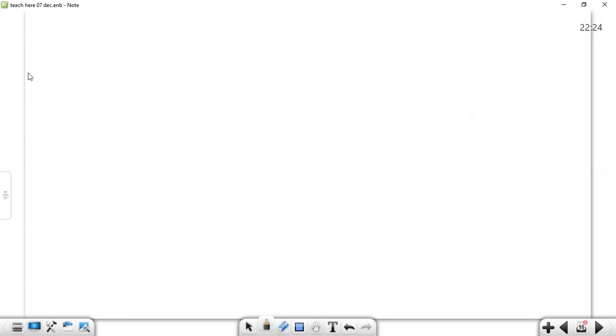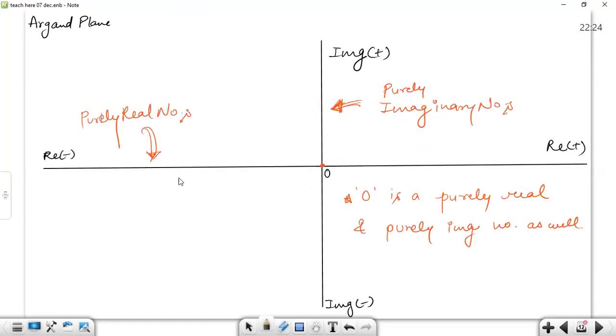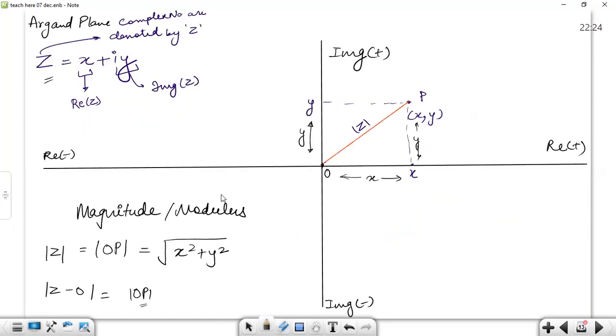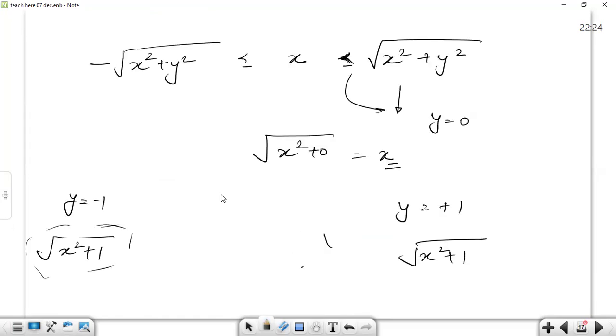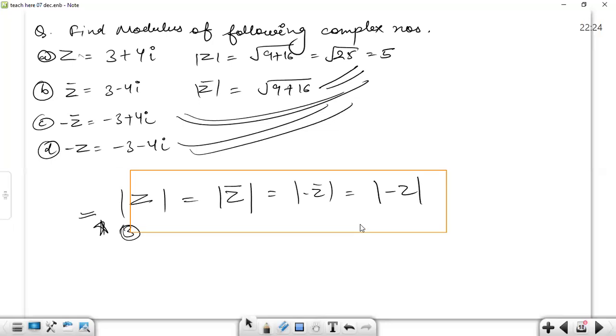Coming to the next property, one that we have already discussed, where is it? Yes, this is also a property. Let's copy paste.